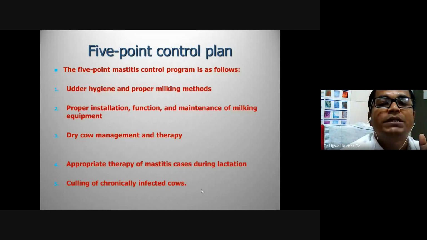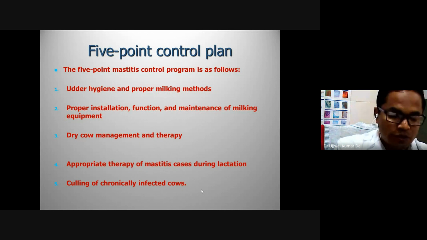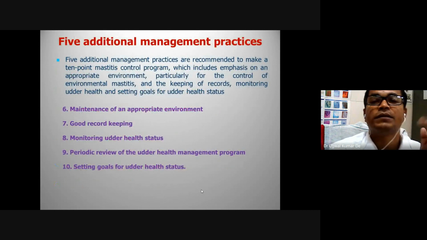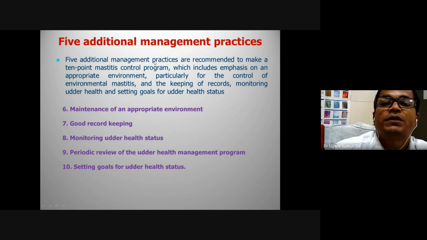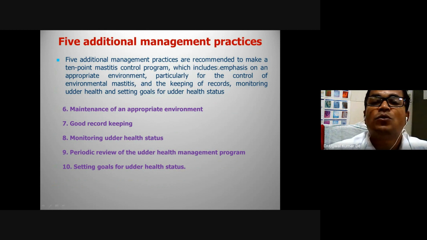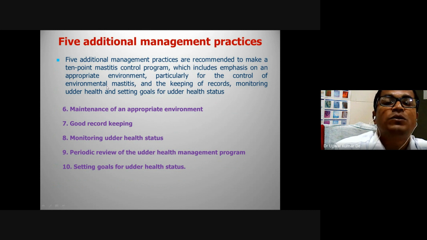So this 5-point mastitis control program has been recommended by the National Mastitis Council for contagious pathogens. But apart from contagious pathogens, environmental pathogens are also there. How do we control the environmental pathogens? They felt that 5 additional management practices have to be implemented for the control. So total 10-point mastitis control. These additional 5 points are basically management aspects used to control environmental mastitis.